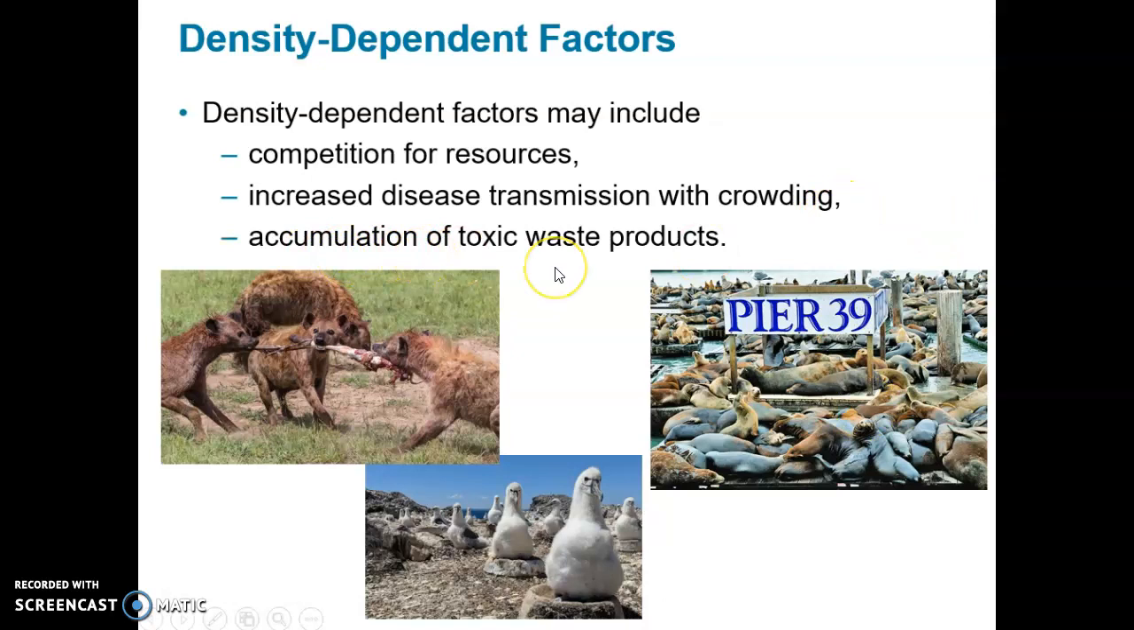Or accumulation of waste materials, waste products. With more and more individuals crammed into each other, they have to defecate, poop somewhere. So the more of them that there are crammed together, the higher the incidence of dealing with toxic waste materials. The higher the incidences of disease transmission among individuals, right? The bigger competition for resources becomes. And all those things can be harmful and result in decreased density numbers.